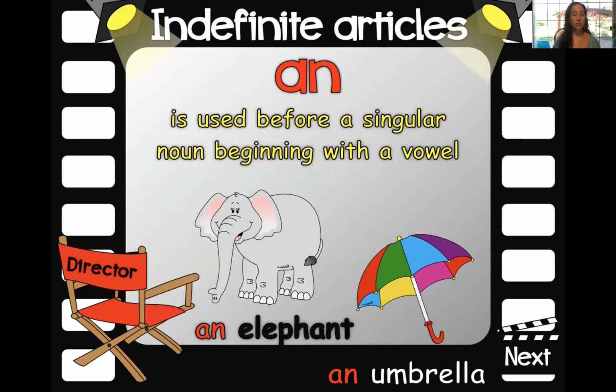Now, if it's spelled with a vowel and it's an, it's a short vowel. An elephant, not a elephant. An umbrella, okay? Not unicorn. Unicorn is a long U. This is a short U. An umbrella, an elephant. I promise you will get this. Just practice, practice.